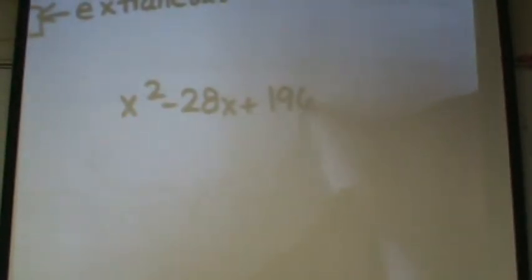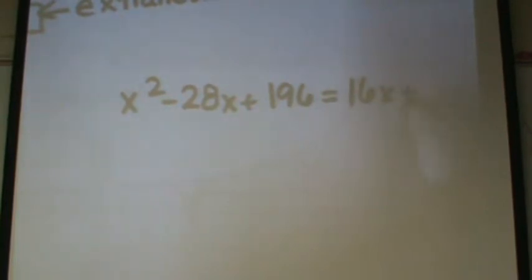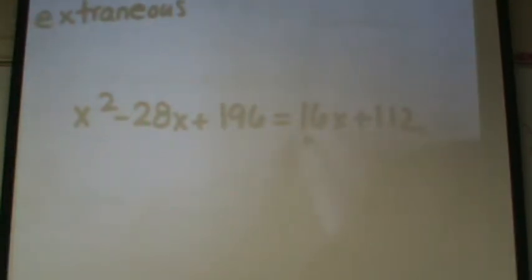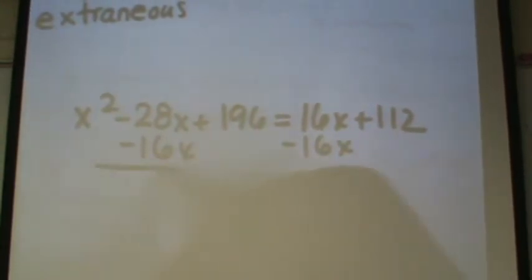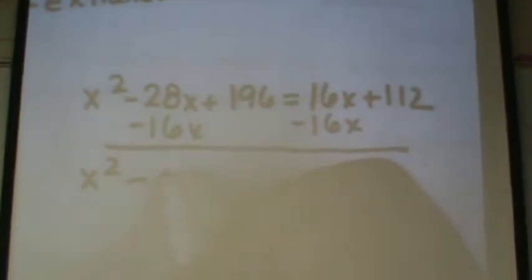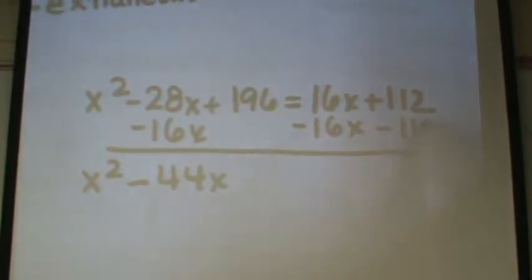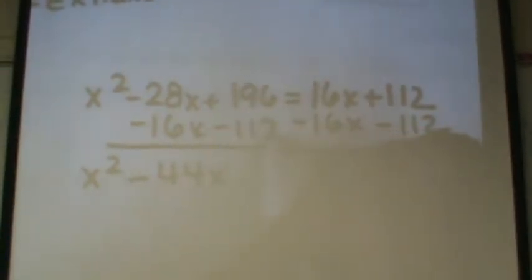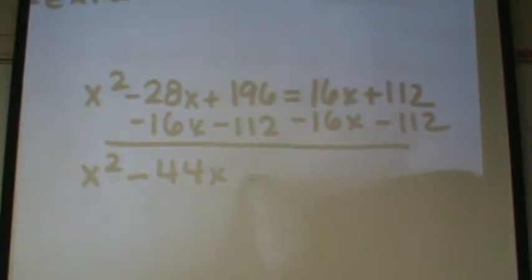I'll write it up here because I'm running out of room. You have x squared minus 28x plus 196. That's what we had. So you're going to subtract 16x. It's minus 44x. And then we're going to subtract 112. And we get 84.